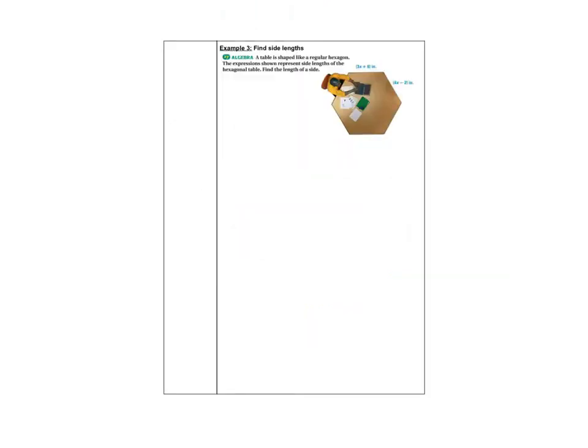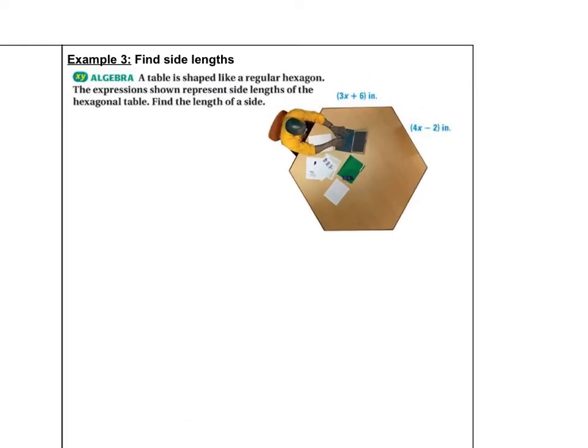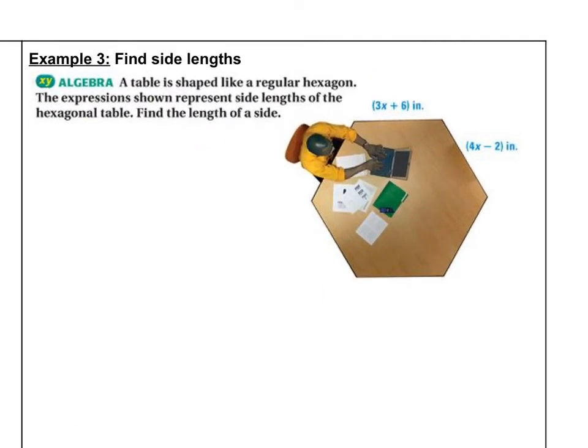All right, let's flip over to the back side, do a little algebra with it. So, a table is shaped like a regular hexagon. We're going to highlight regular. The expression shown represents side lengths of the hexagonal table. Find the length of a side. So, the reason I highlighted regular is because, again, that means we have equal sides, and we also have equal angles. They're all the same. And the reason I'm saying that is because we care about the equal sides. By knowing it's regular, I know that this side is equal to this side.